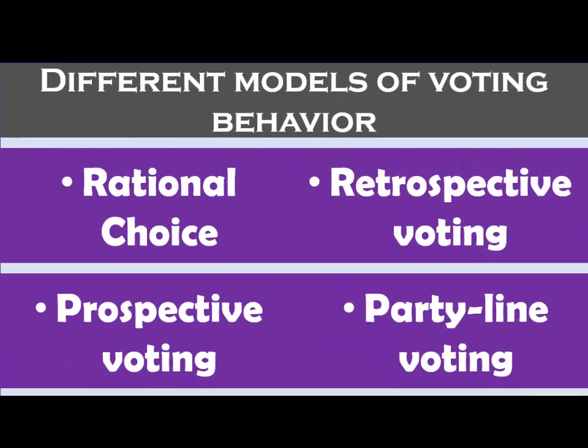Okay, so let's get to what College Board calls models of voting behavior. Political scientists often just refer to these as theories, and I'm going to start out by saying I'm not a huge fan of these models. Sorry, AP Central, I said it. But let's get through them anyway. They are rational choice, retrospective voting, prospective voting, and party line voting.